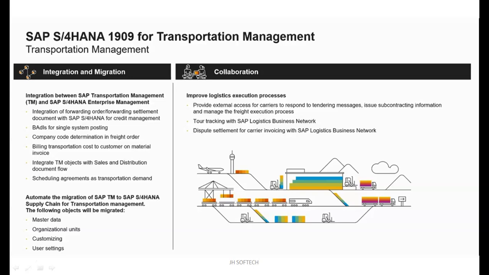billing transportation cost to customer on material invoice, integrate transportation management objects with sales and distribution document flow, scheduling agreements as transportation demand. We have automated the migration of SAP transportation management to SAP S/4HANA, supply chain to transportation management. And the following objects will be migrated: the master data, organizational units, customizing and user settings will be migrated.